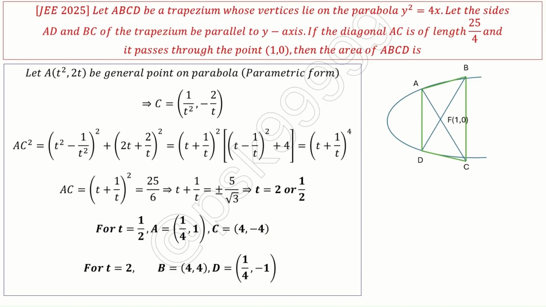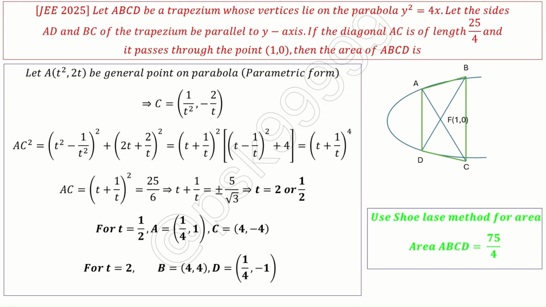Now once you know the trapezium, once you know these are the trapeziums, then it is very easy to find out the area of the trapezium. There are many ways. You can find out the length of the two diagonals and take half into the sum of diagonals, or you can use the shoelace method. The area of ABCD is 75 by 4.